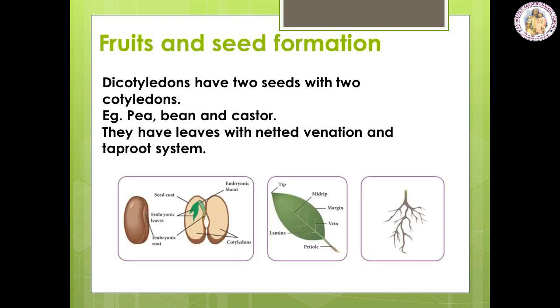Dicotyledons have seeds with two cotyledons. Example: pea, bean, castor. They have leaves with netted venation and a taproot system.